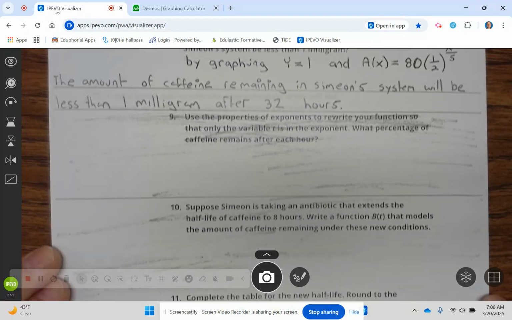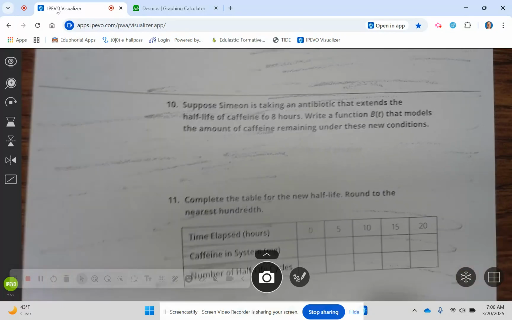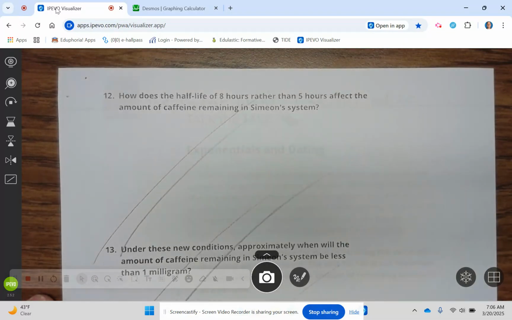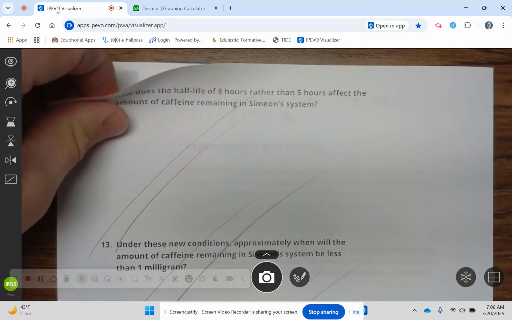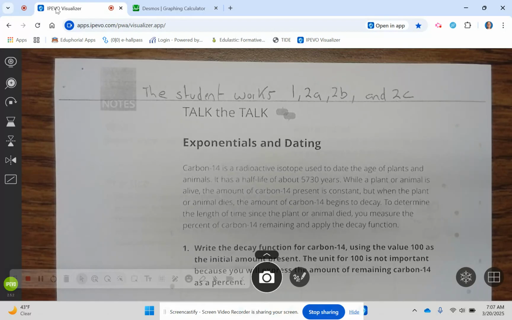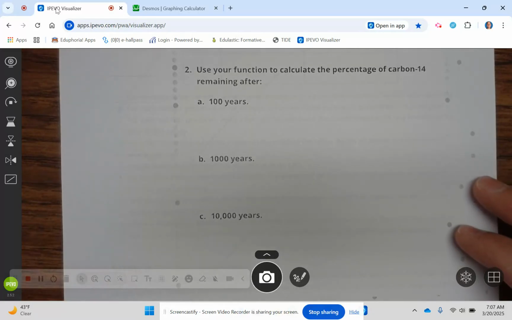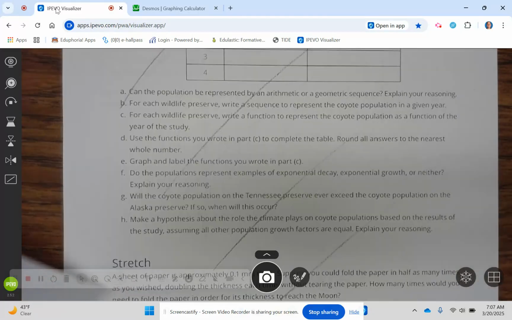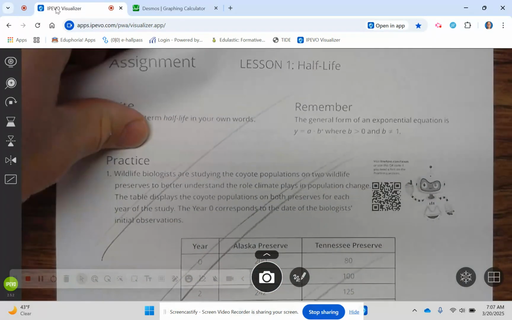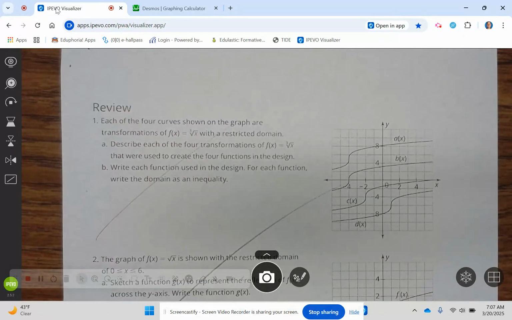Okay. Go ahead and mark out 9, 10, and 11. Go ahead and mark out this page. The student works 1, 2A, 2B, and 2C. Go ahead and mark out this page. And then go ahead and mark out this page.